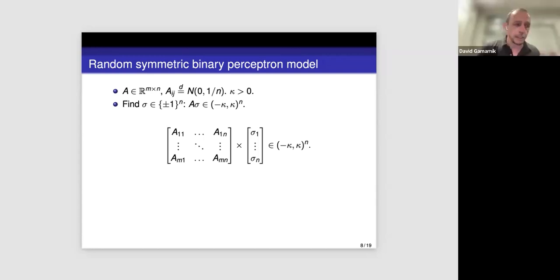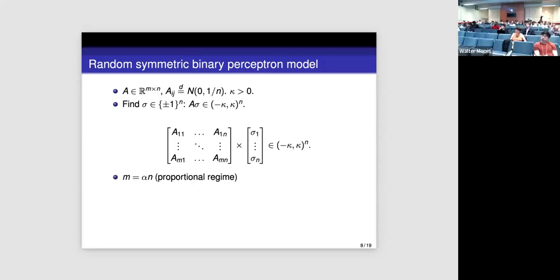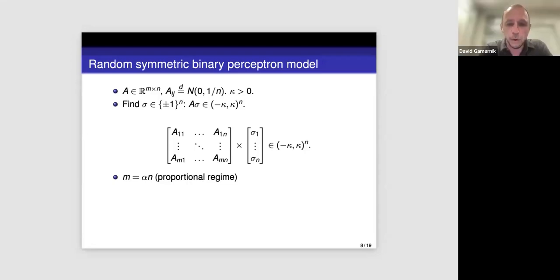And now a couple of questions, and then I will pause to see if you folks have any questions. First, we will consider this in the so-called proportional regime. Proportional regime means that the scaling of the number of rows is the same as the scaling of the number of columns. So the ratio of rows to columns is some parameter alpha. It will play an important role soon. And the set of solutions, this is just a notation. Let the solution set be the set of little sigmas, vectors, that are the solutions.